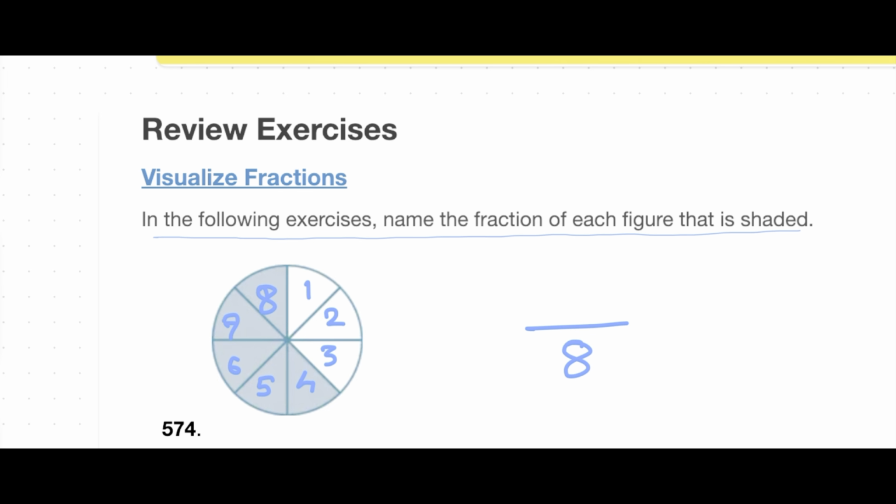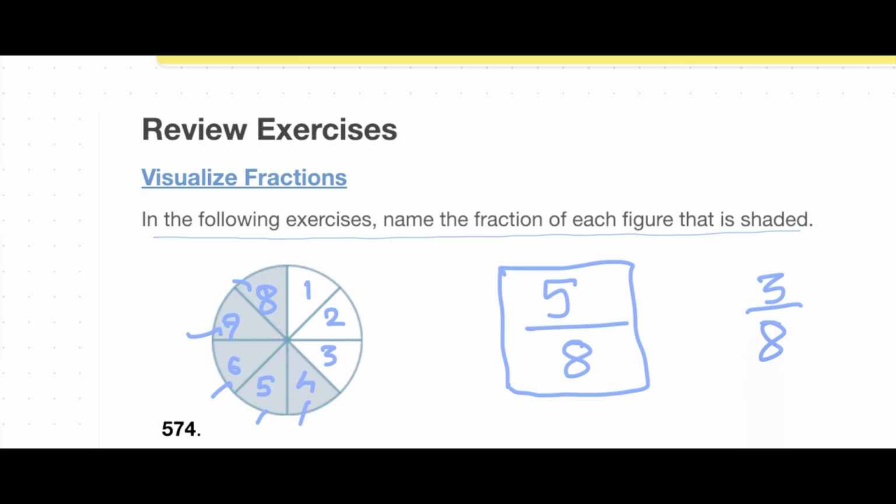And how many parts have they shaded? 1 2 3 4 5. So what part is the shaded part? So 5/8 is the shaded part. If they had asked what is the unshaded part, then it would be 3 parts out of 8 unshaded, right? So our answer here is, what is the shaded part? So the answer is 5 out of 8.